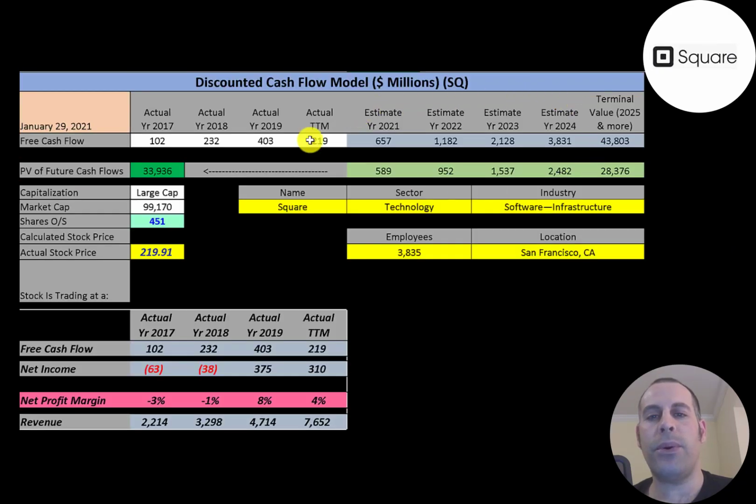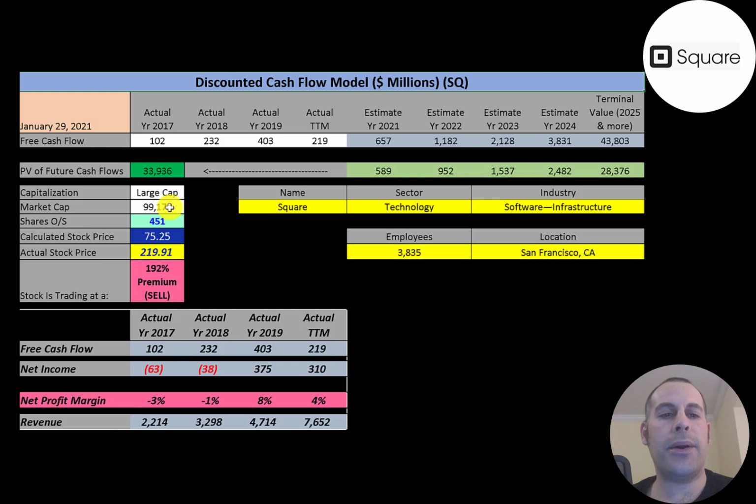We estimated 4 years of future free cash flows. We also estimated terminal value, which is all cash flows past year four, that's $44 billion. We discounted those numbers back to today using the weighted average cost of capital. We get a value of the company of $34 billion. We divide that by 451 million shares, and we get a calculated stock price of $75. They're trading at 220, so they're trading at a 192% premium. It's a sell according to the model.